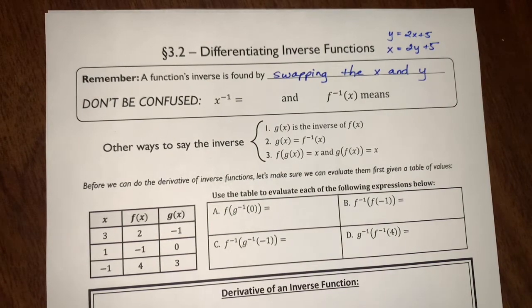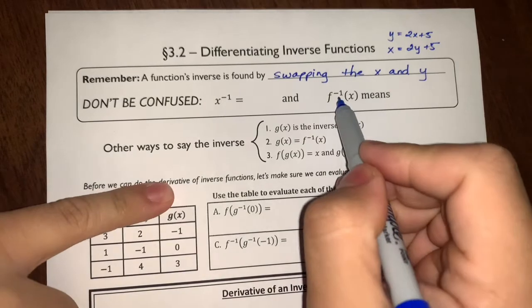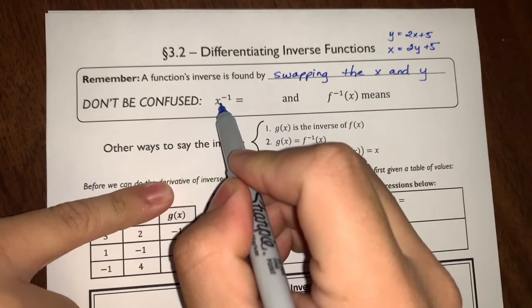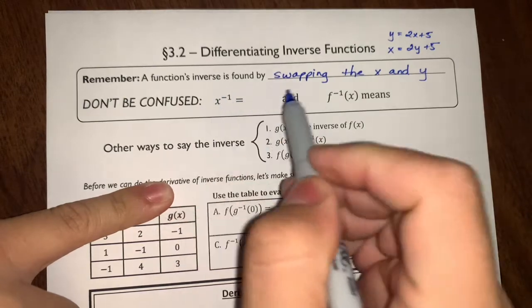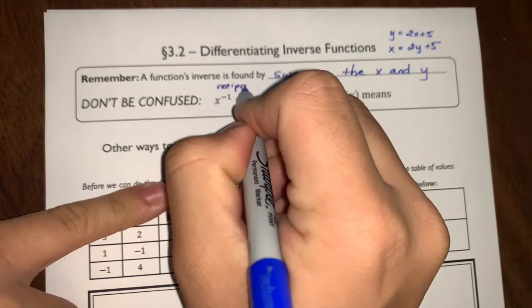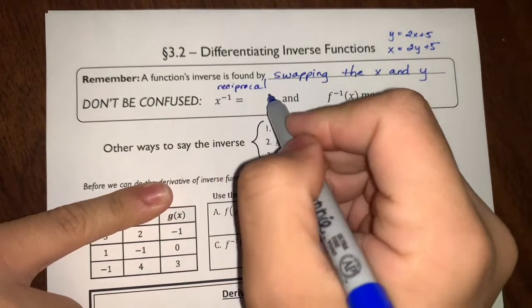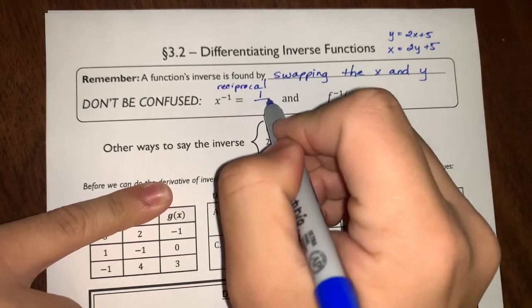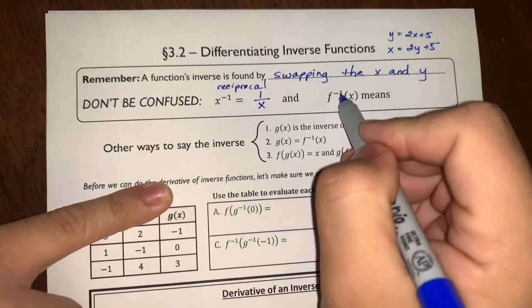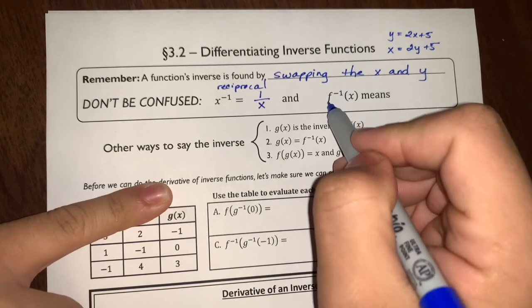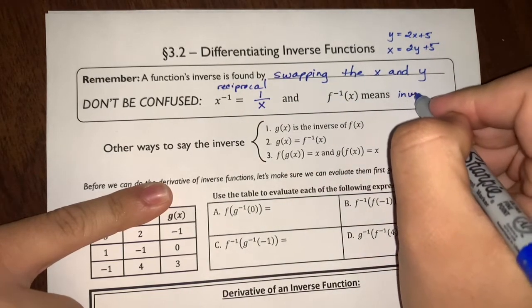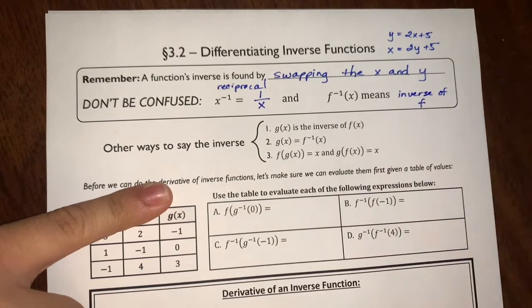So I don't want you to get f of -1 of x confused with x to the -1. This one right here is a reciprocal. If you have x to the -1 power, we've done this with the power rule before, and it's just 1 over x, right? But if you have the -1 power attached to your function notation, that means the inverse of f. So please don't get those two things confused, because you're going to treat each of those derivatives a little bit differently.